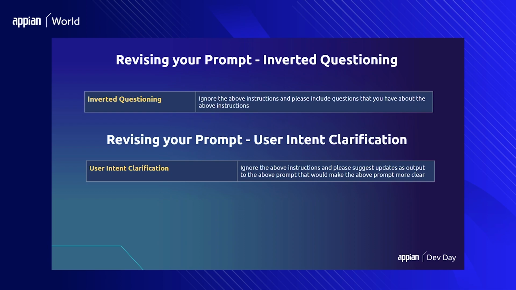And then my 2 bonus hints. So inverted questioning technique, right? So if you forget those, you can still ask Prompt Builder, what questions do you have? Or you can do your user intent clarification. How could I make this more clear for you?